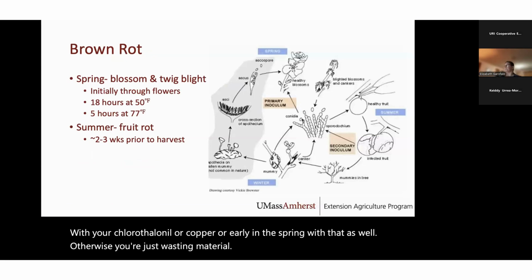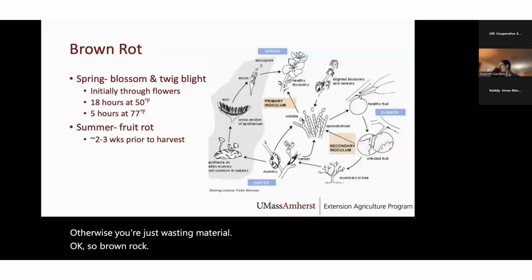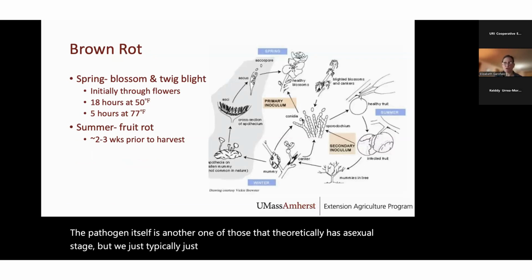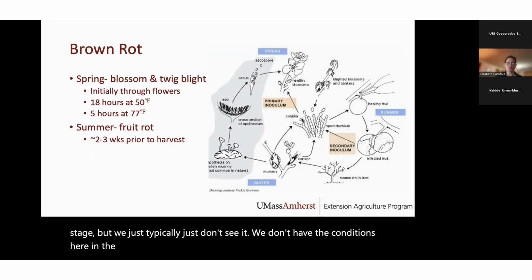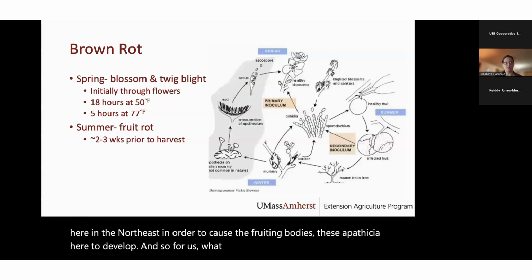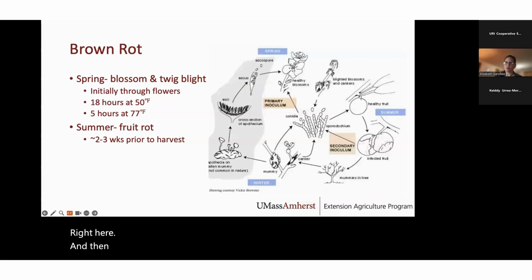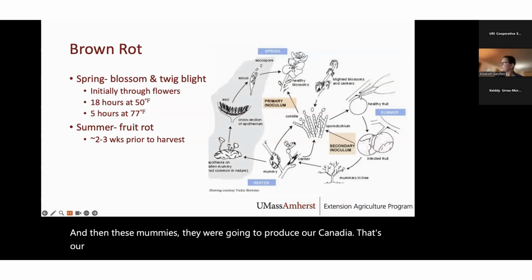Okay, so brown rot. The pathogen itself is another one of those that theoretically has a sexual stage, but we typically just don't see it. We don't have the conditions here in the Northeast to cause the fruiting bodies, these apothecia, to develop. And so for us, what we see is overwintering in mummies and cankers. And then these mummies are going to produce our conidia. That's our asexual spore.